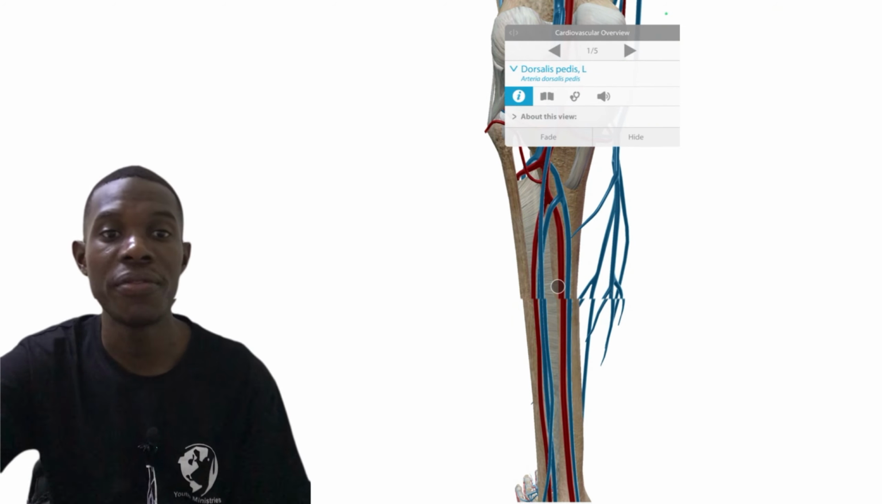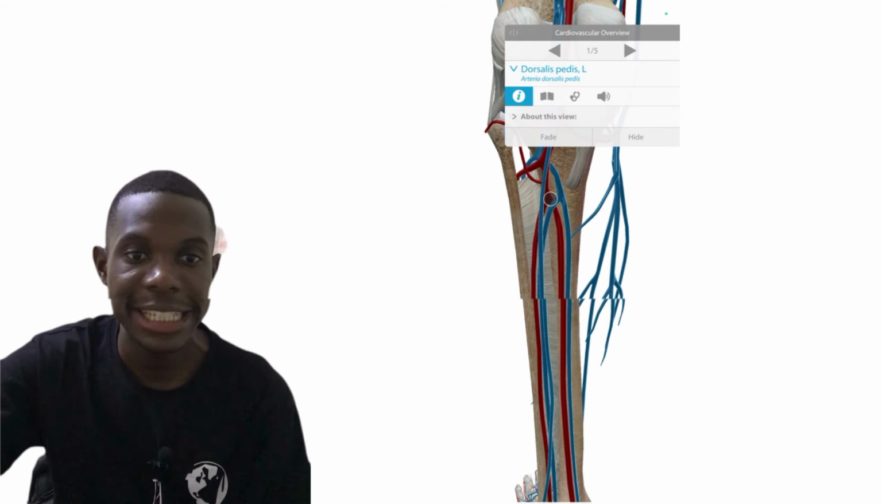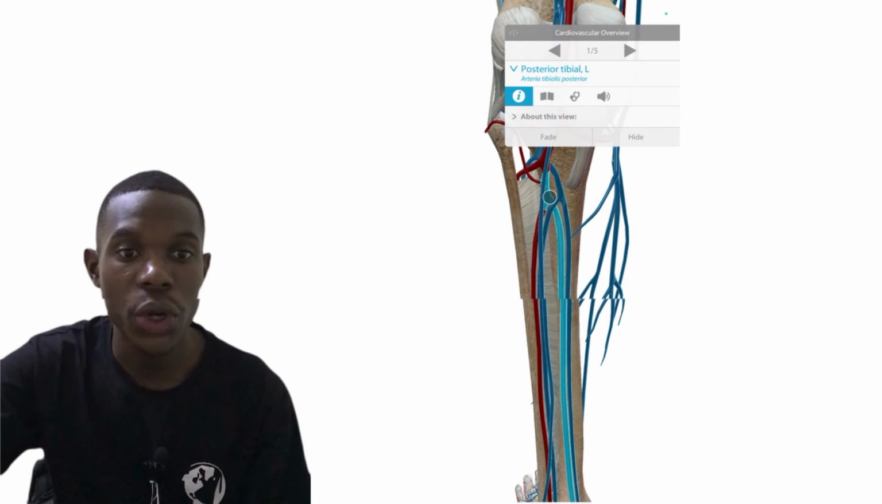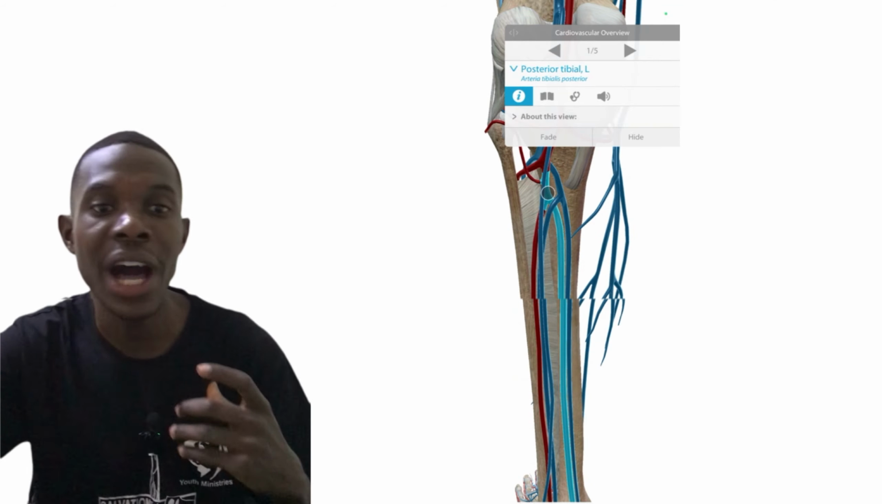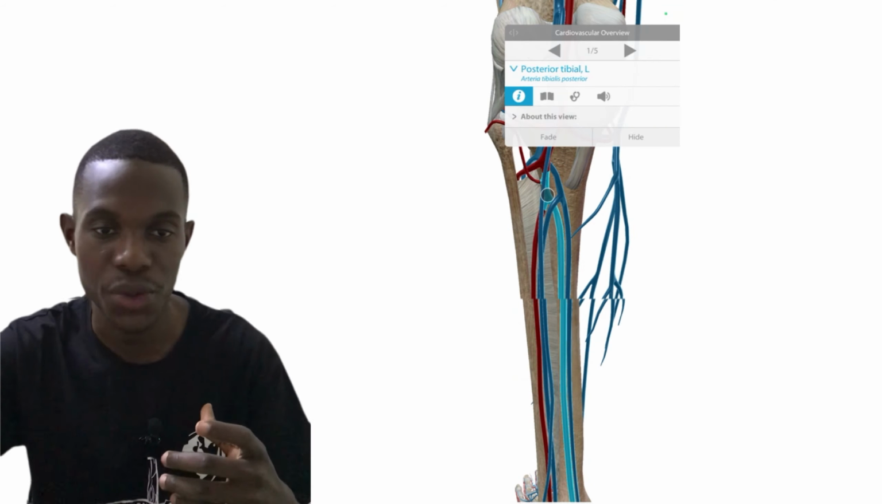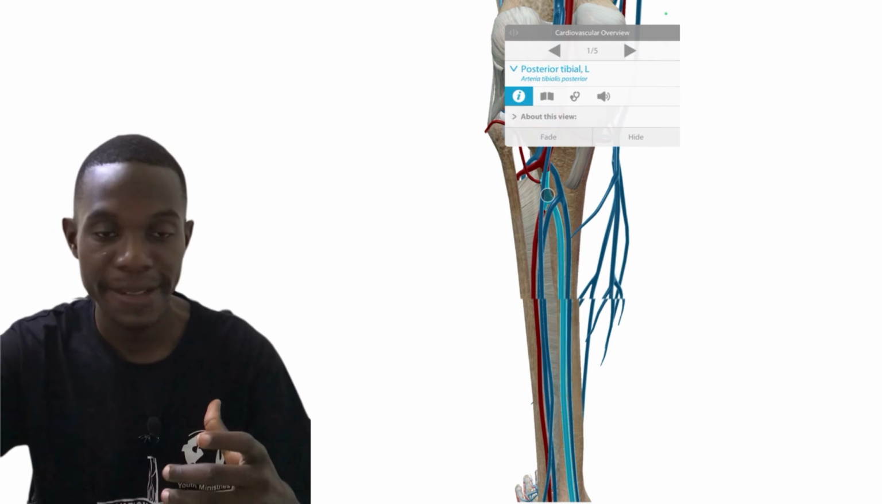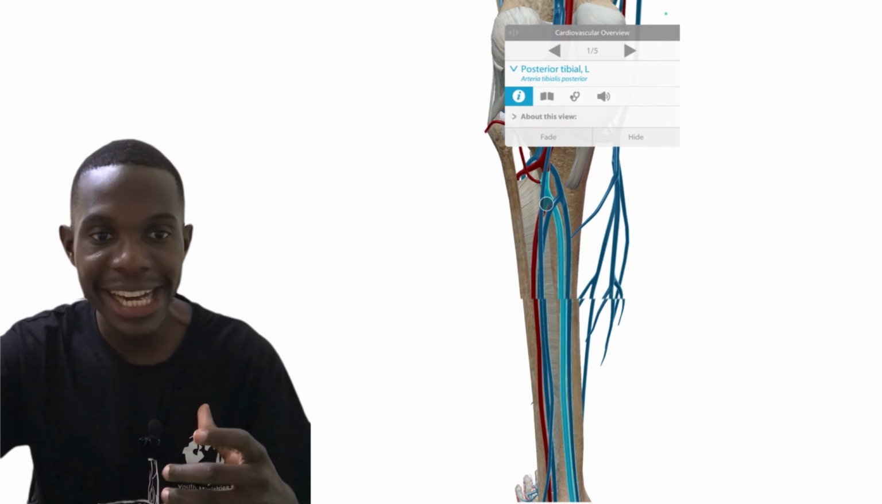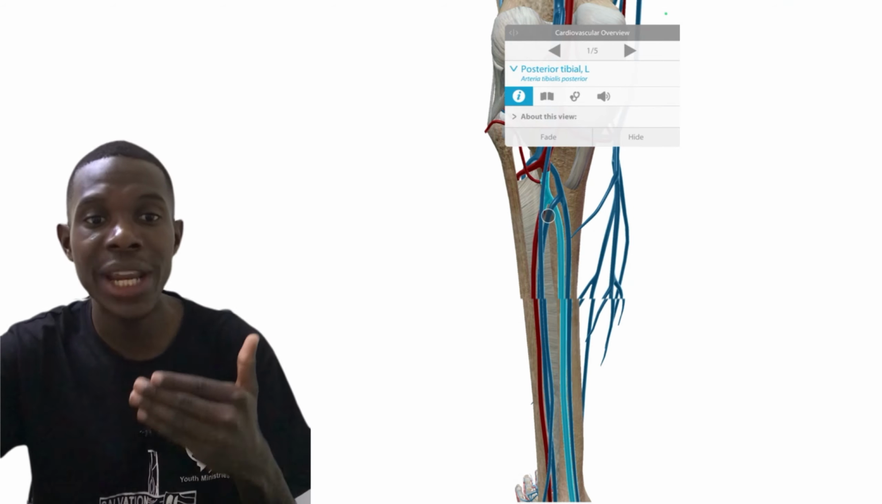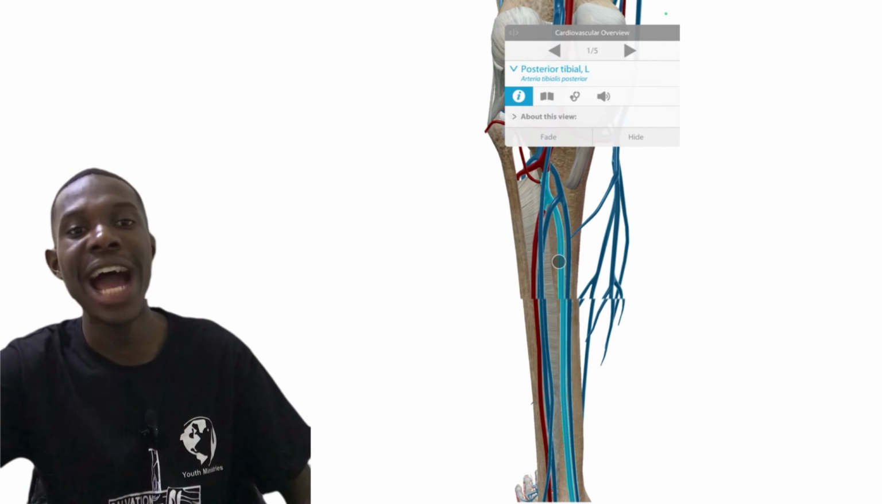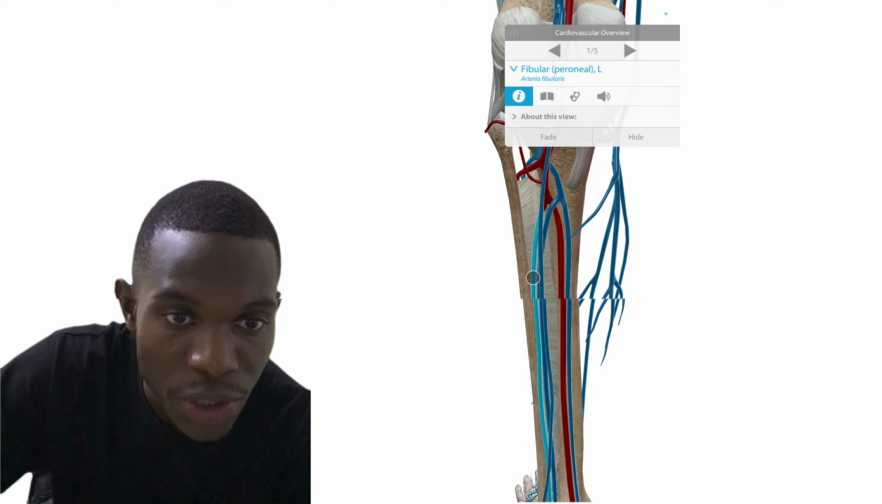Now let's go with the course of the posterior tibial artery. The posterior tibial artery is a branch of the popliteal artery at the lower border of the popliteus muscle. It's going to descend down, and just a few centimeters below its origin, it's going to give what is called a fibular branch. This is your fibular branch.